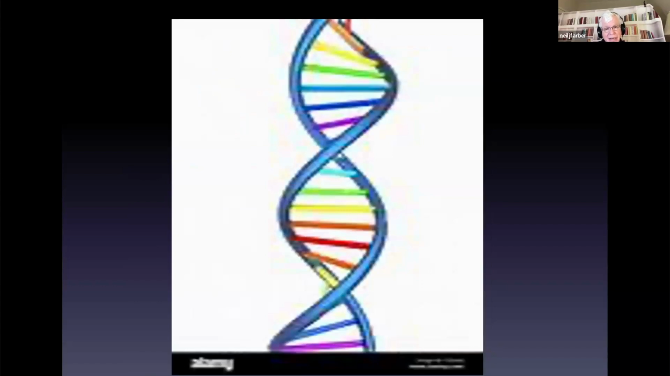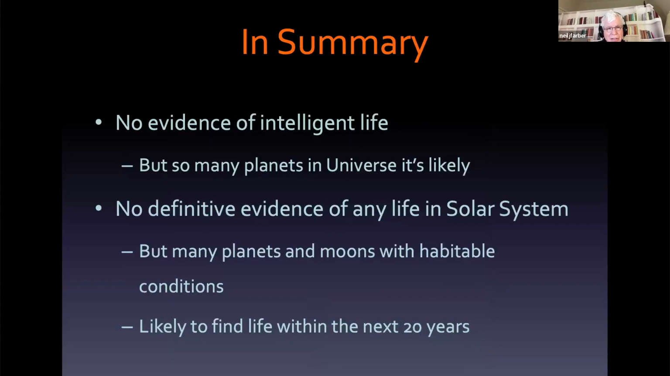That's DNA. So in summary, there's no evidence of intelligent life, but there's so many planets in the universe, it's likely, and we're getting close with K2-18b. No, again, no definite evidence of life in the solar system, but boy, there are plenty of planets and moons with habitable conditions, and a lot that are beginning to give us tips that maybe we'll find life within the next 20 years.